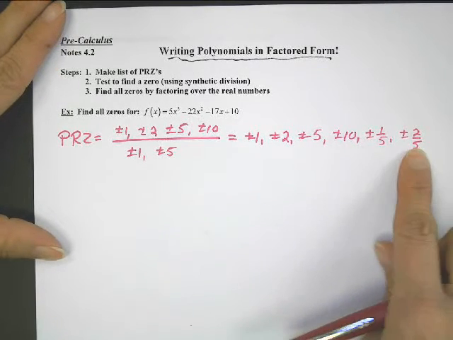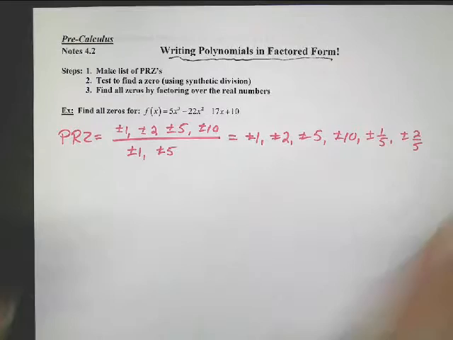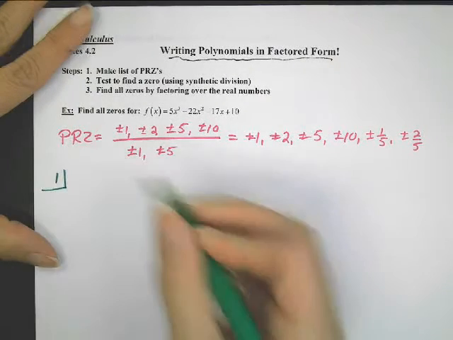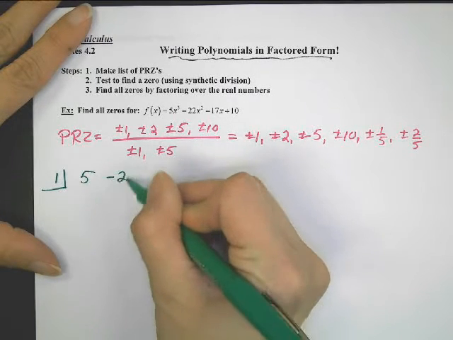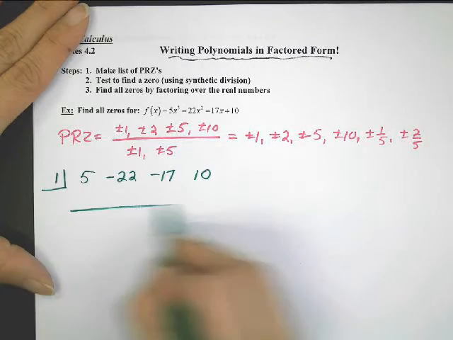Of all of these, not all of them will work either. So it's time to try. Let's start on the left-hand side and work our way up to the fractions, right? So we'll start with 1, and the coefficients are 5, negative 22, negative 17, and 10.